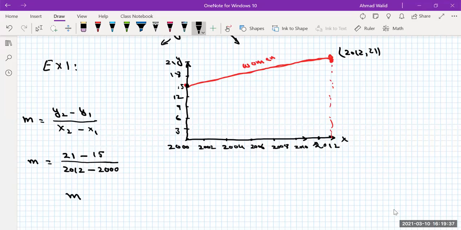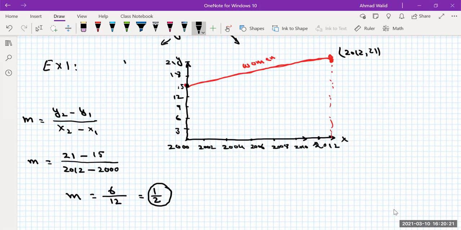If we simplify this, m equals 21 minus 15 gives you 6 over 2012 minus 2000, which only gives you 12. And if you simplify by 6, that gives you 1/2. Correct? What this 1/2 actually explains to you, 1/2 here explains the rate of change, correct?